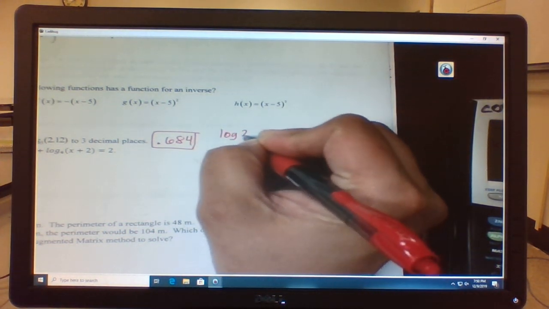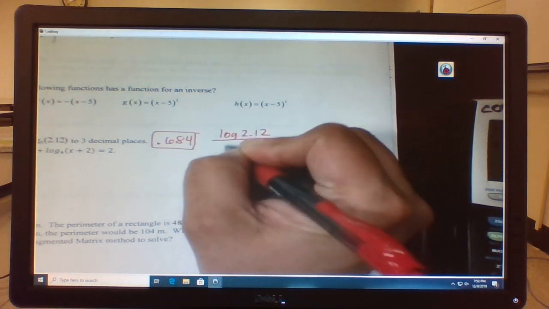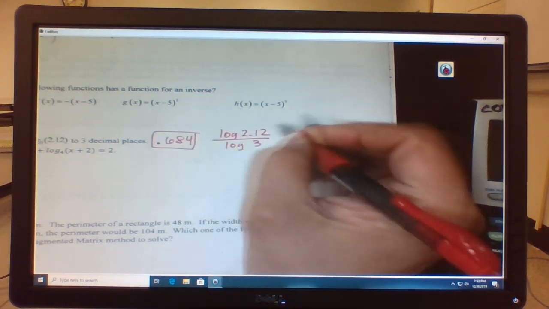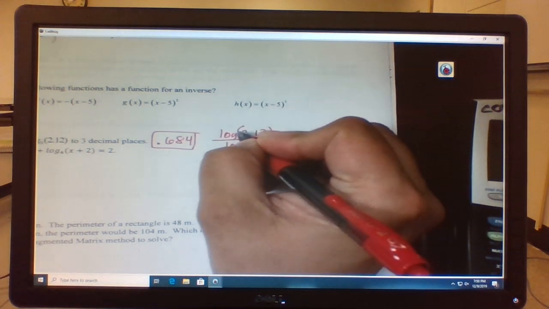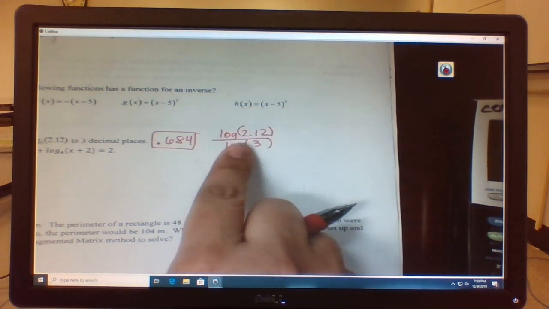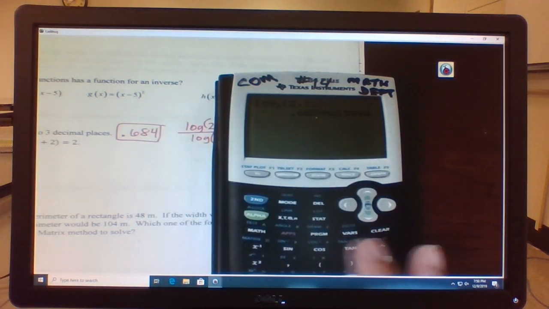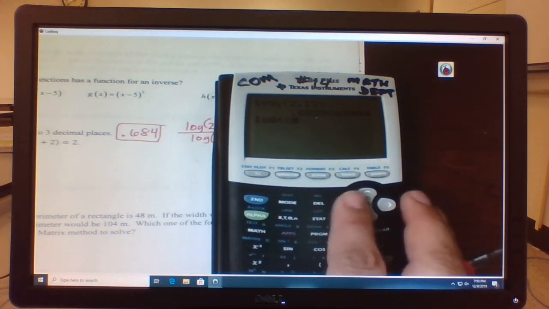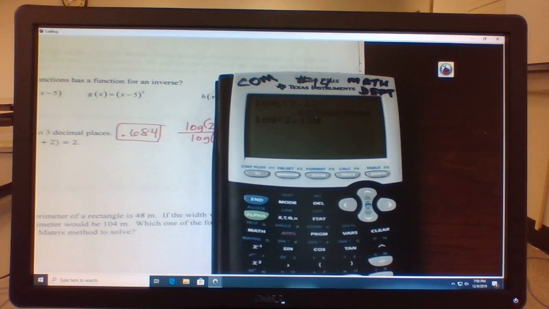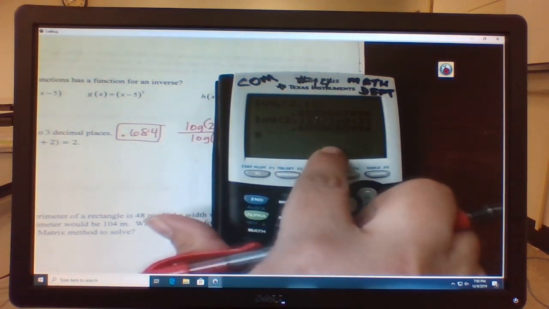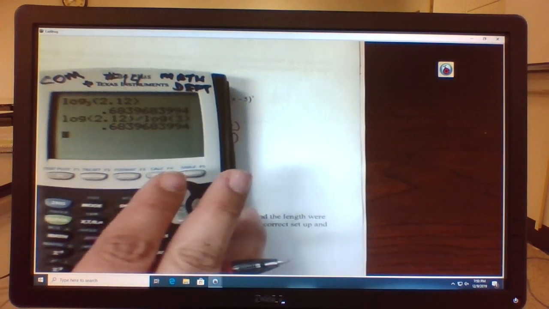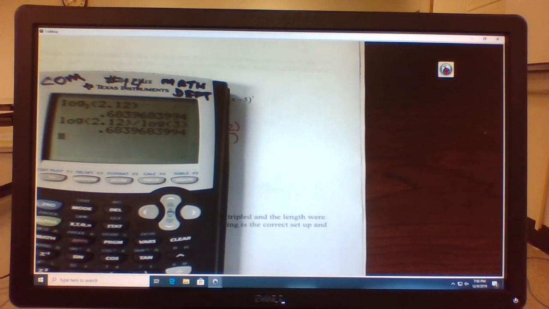Now, if you don't have the one that gives you this, then how do you type it in? Log of 2.12 over log of 3. Make sure you close the parentheses. So this is the way you type it in if you don't have this option. Log, parentheses, 2.12 divided by log of 3. And the answer is exactly the same. So there's 2 ways to do it.